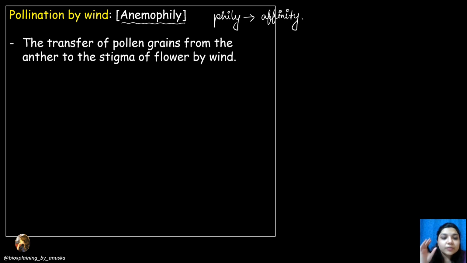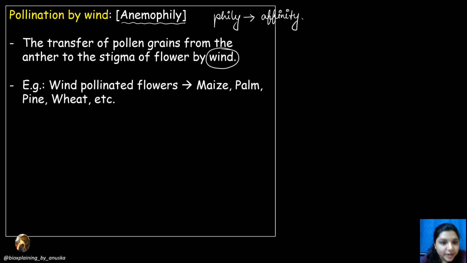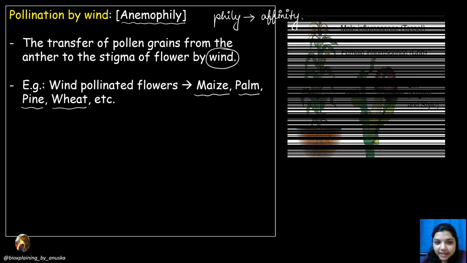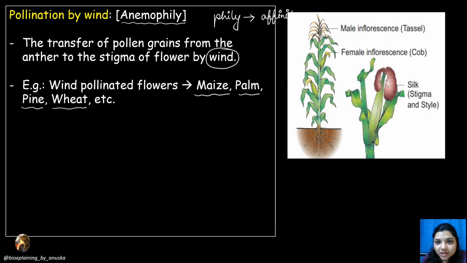Okay. So anemophily refers to the transfer of pollen grains from the anther of a flower to the stigma of another flower by the help of the wind. Now, for example, different wind pollinated flowers are maize, palm, pine, wheat, etc. Right? So this is just an image showing us the male inflorescence, or rather in simple words, the male flower, and the female inflorescence or the female flower of a wind pollinated flower.